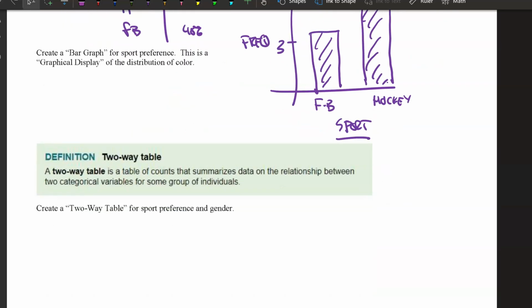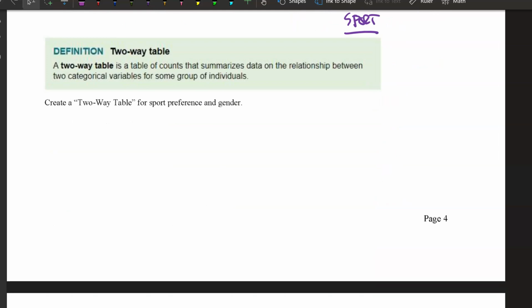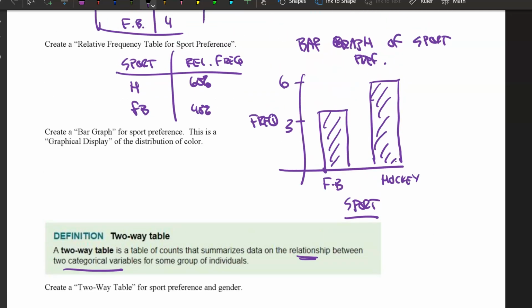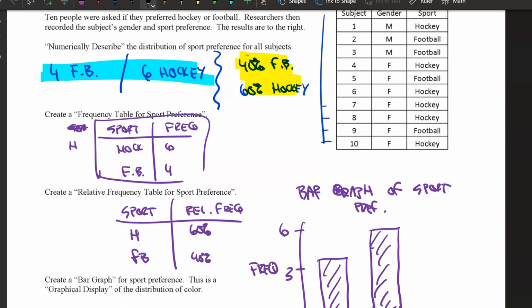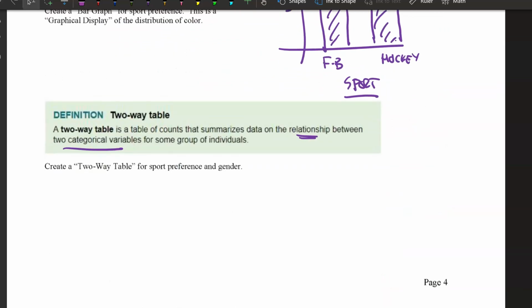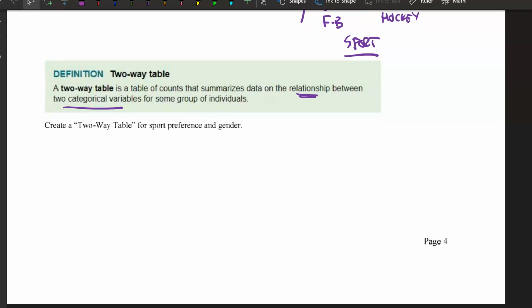Okay, this is okay. Two-way table. A two-way table is a table that summarizes the data on the relationship between two categorical variables. So right here, I was just talking about sport preference, but we also recorded gender. So you might be interested in whether there's a relationship between gender and sport preference. That's what we're going to talk about here now. So a two-way table is a graph that displays basically the counts or percentages of those two variables.